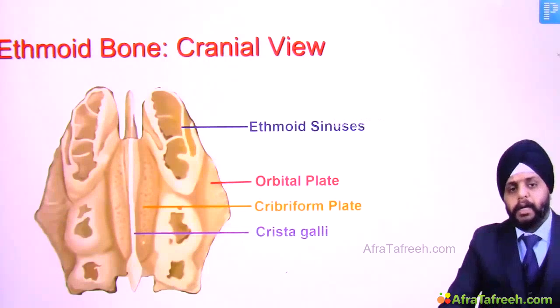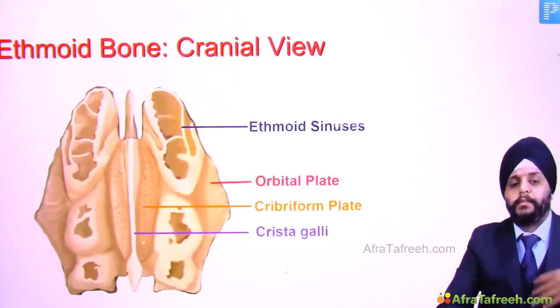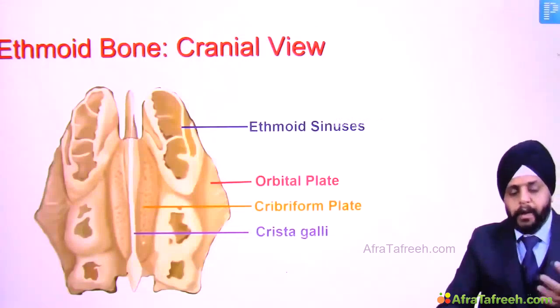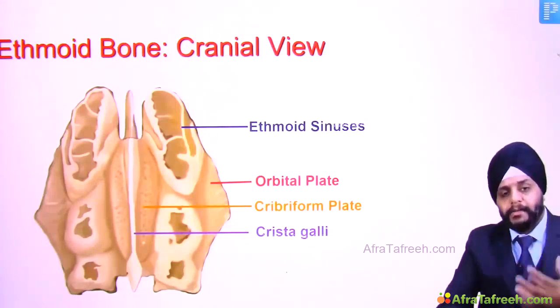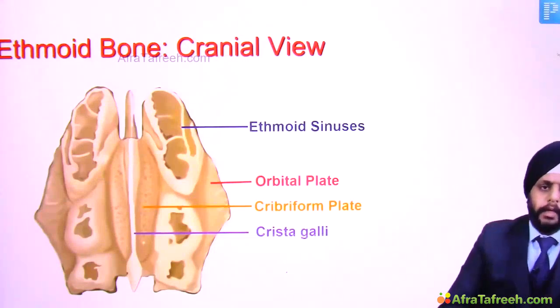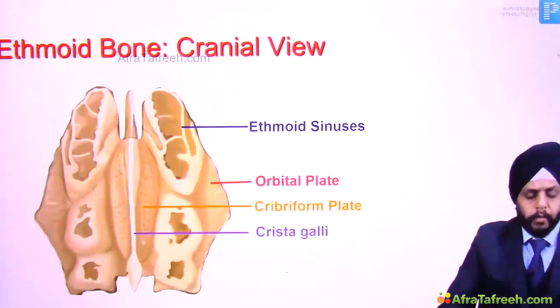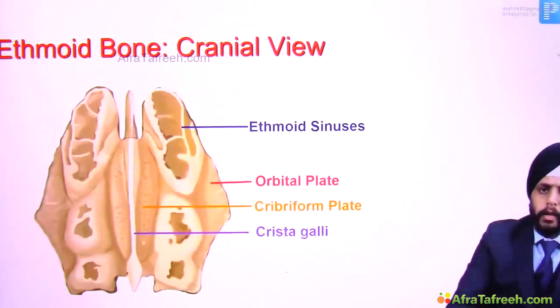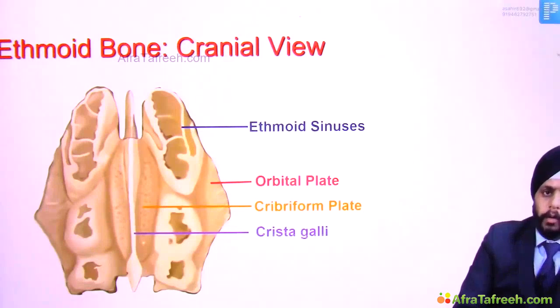Remember, the cribriform plate is the thinnest bone in the body. However, lamina papyracea is the thinnest wall of the orbit. Right? Okay. Now that was the ethmoid bone and the ethmoid sinuses. Now let's remember something more about the ethmoid sinuses' development.